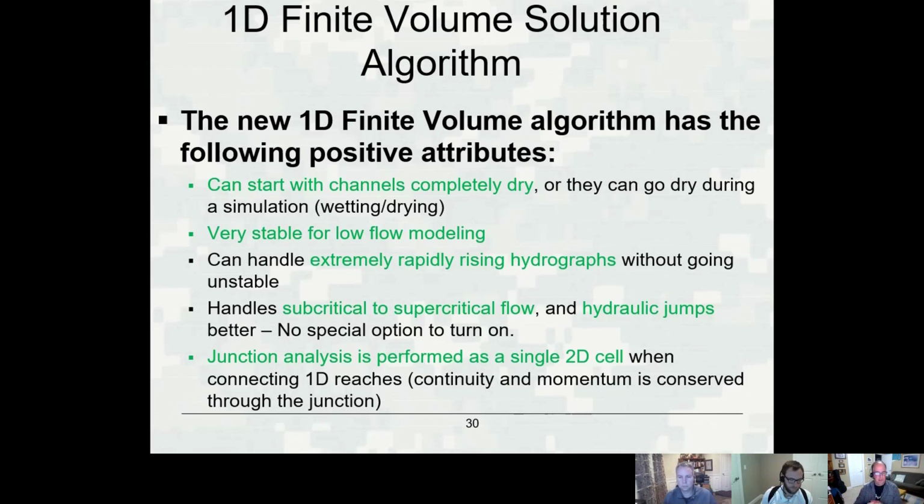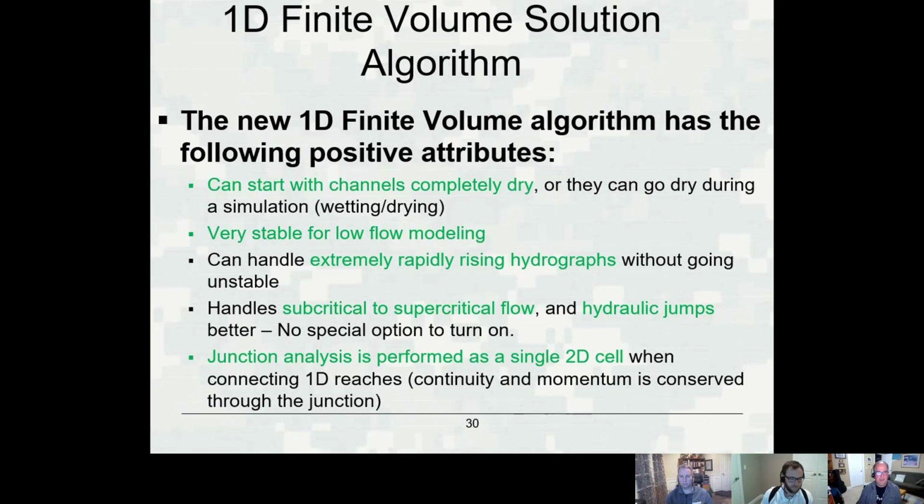This 1D finite volume approach, basically we stole right from what we did in 2D. The 2D is complete finite volume. We thought, we can apply this to 1D because between cross sections can be the cells, okay? And the cross sections are the faces. And so now we've developed a method where you can start with dry channels. You can model low flow, no problem. You can model steep channels, no problem.